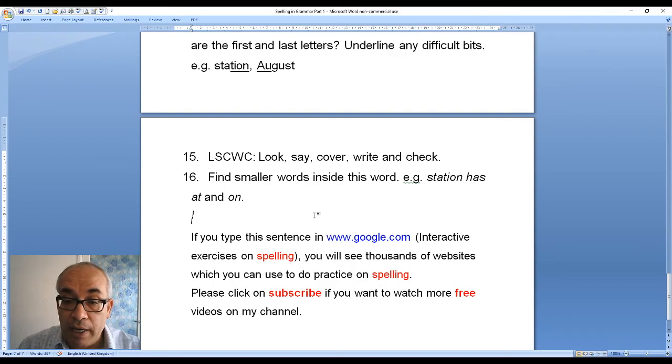I gave you 2 websites, but also you can go to google.com and you type exercises on spelling. You type to Google exercises on spelling, and in this way you can get so many exercises which help you to practice your English more and more, especially spelling.